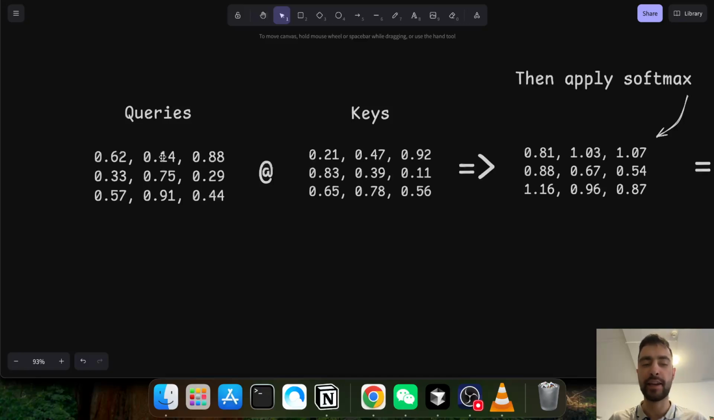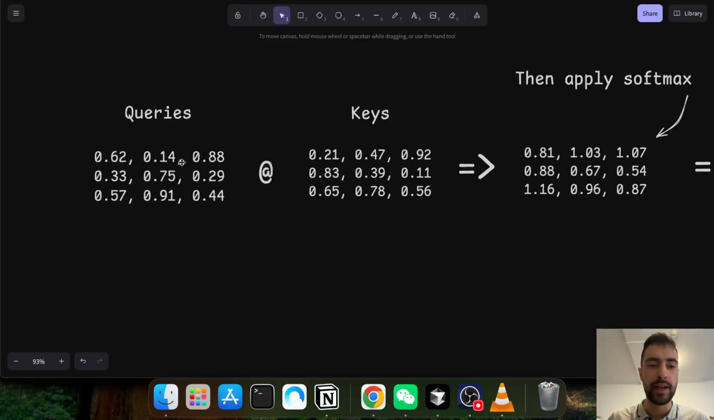This is the query for the first token. Here we have only 3 queries for 3 tokens to make it simpler. And this is the key for the first token. So it is calculating the query of itself against the key of itself.